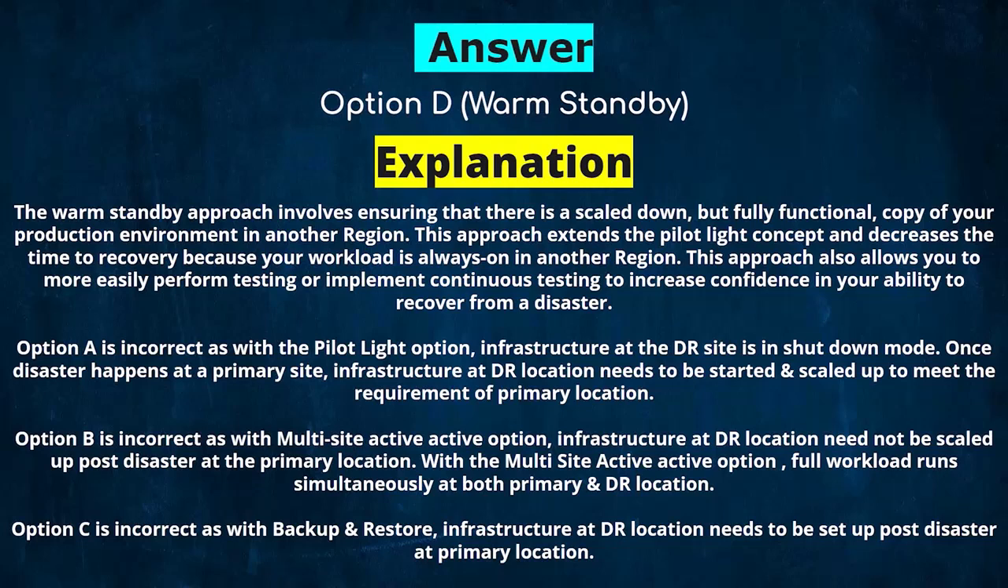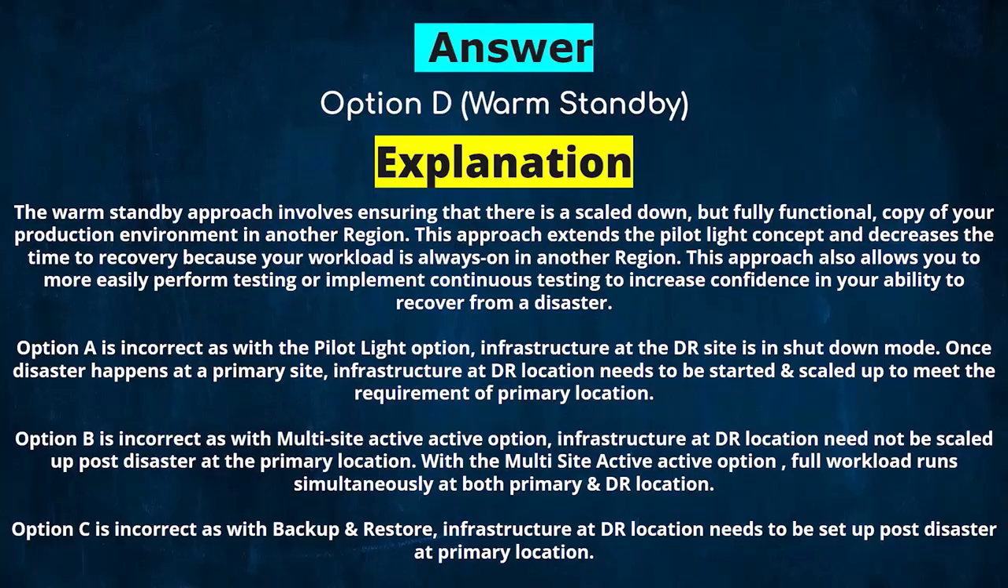Option B is incorrect, as with the multi-site active option, infrastructure at the DR location does not need to be scaled up post-disaster at the primary location. With the multi-site active option, the full workload runs simultaneously at both primary and DR locations. Option C is incorrect, as with backup and restore, infrastructure at the DR location needs to be set up post-disaster at the primary location.